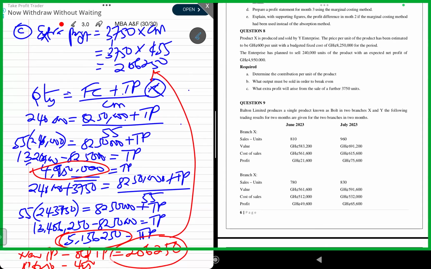So if you want to go through this long process, by the time you finish, I'm done with my exam. Then I'll leave the exam hall and leave you there. Are we good? Yes. And this question, they can give it as: what extra profit will arise from the sale of a further 3,750 units? They might even give it 4 marks, because probably the examiner has not even thought about this shortcut. He knows you might go through the long process. Meanwhile, you just use this simple method for the extra profit. So that's it.